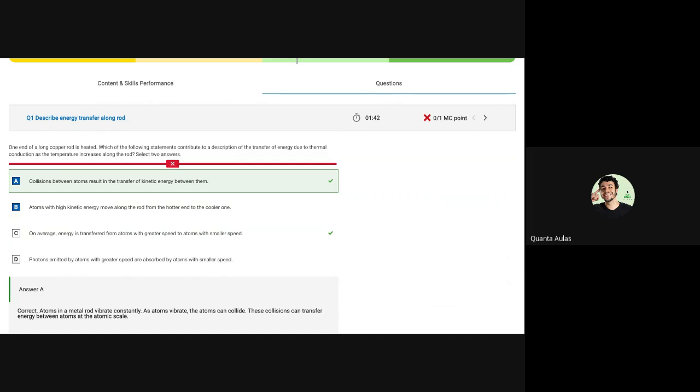When we have collisions between atoms, collisions do this transfer of energy. So this is very easy. You put this right, A is right, but you put B too. Atoms with high kinetic energy move along the road from the hotter end to the cooler one.